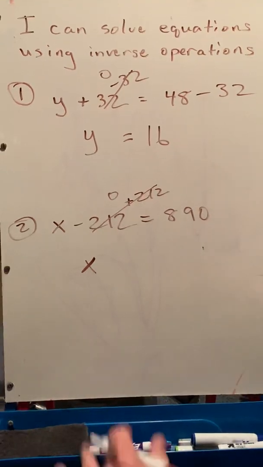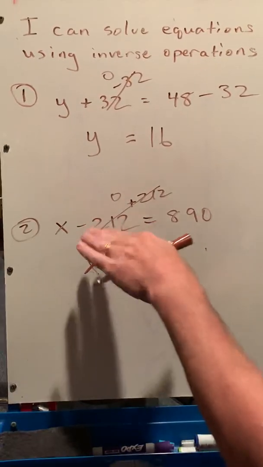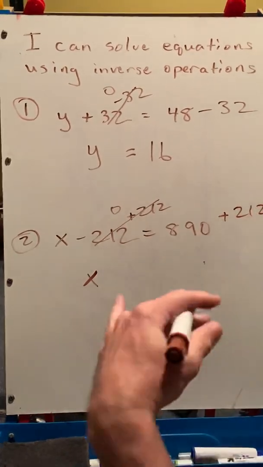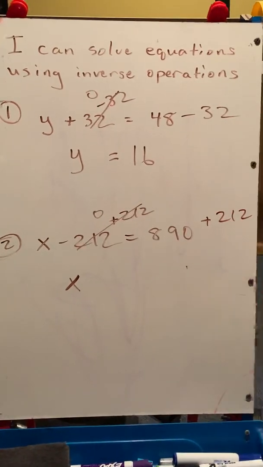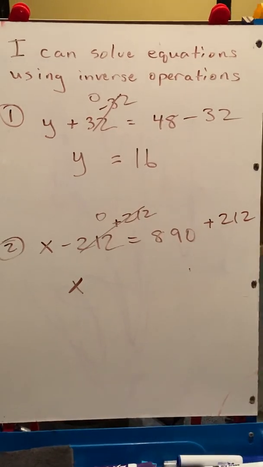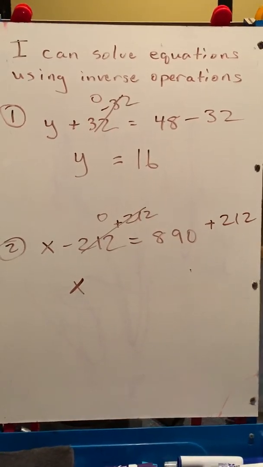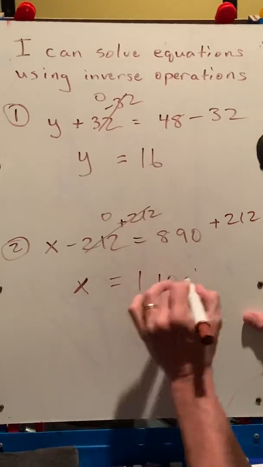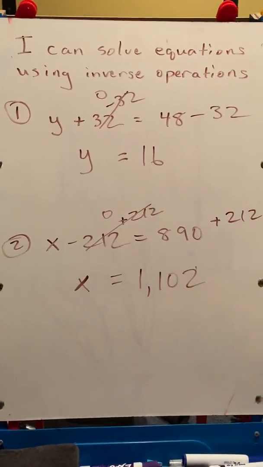And then remember, with the pan balance, you have to keep it weighing the same. If I add 212 to this side, I have to add 212 to this side to keep it equal and balanced. I'm not going to do the work right here. I'll do it mentally. But 890 plus 212 is 1,102. So I've gotten x isolated.